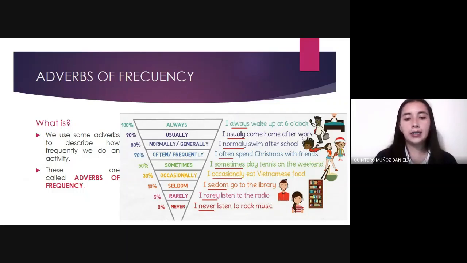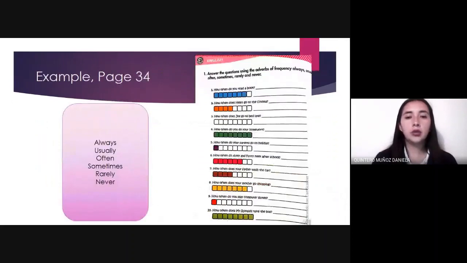10%, that is seldom. I seldom go to the library. Entonces, rara vez voy a la biblioteca. 5%, rarely. I rarely listen to the radio. Entonces, raramente escucho la radio. 0%, never. I never listen to rock music. Nunca escucho música rock. We are going to talk about this exercise on page 34 from your English workbook.